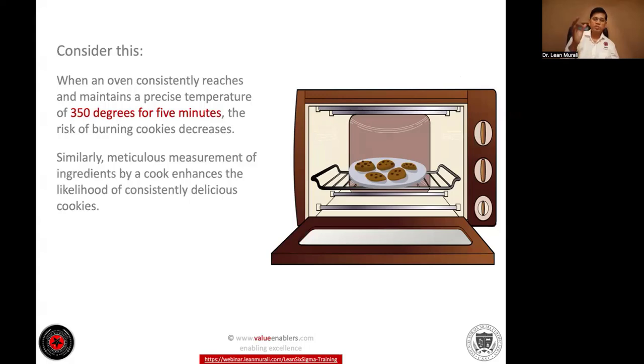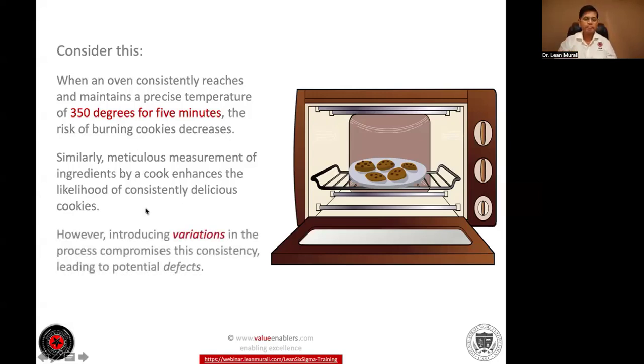Similarly, meticulous measurement of the ingredients by a cook enhances the likelihood of consistent, delicious cookies. However, introducing variations in the process compromises this consistency, leading to potential defects. If the temperature or the time is not maintained consistently, this is called variation, inconsistency, instability, and that will lead to the cookies being either underbaked or deep fried. So far, if it is clear, type SC, super clear, in the chat box.